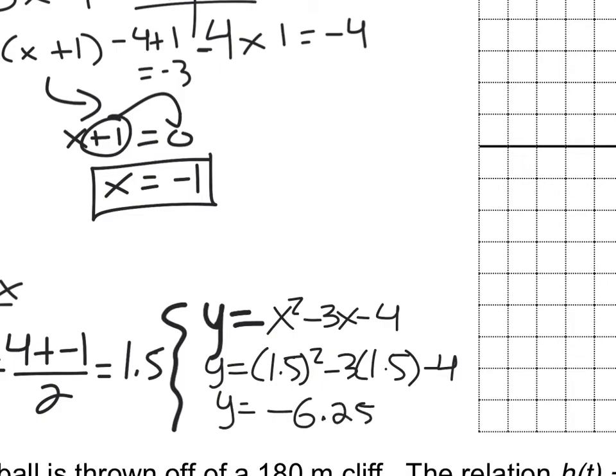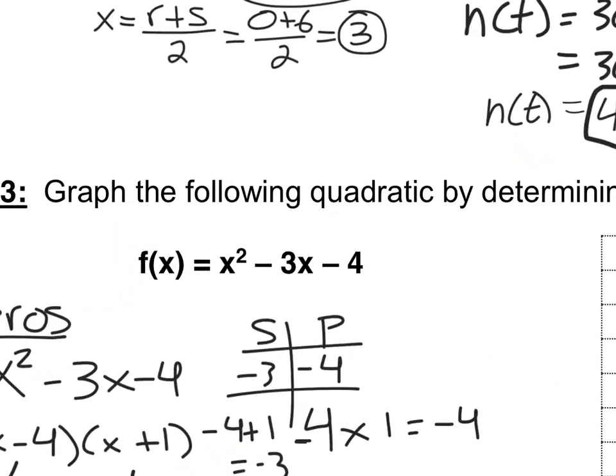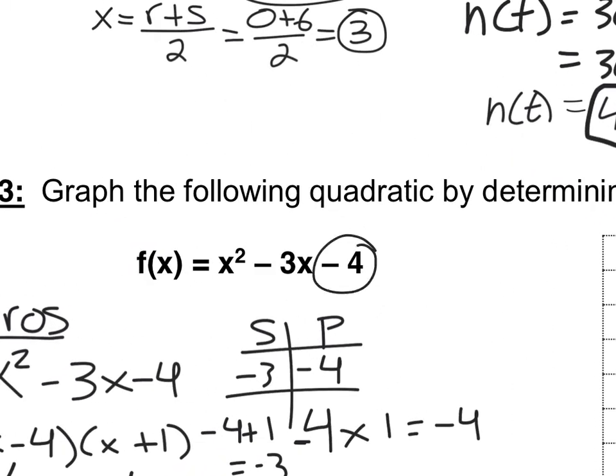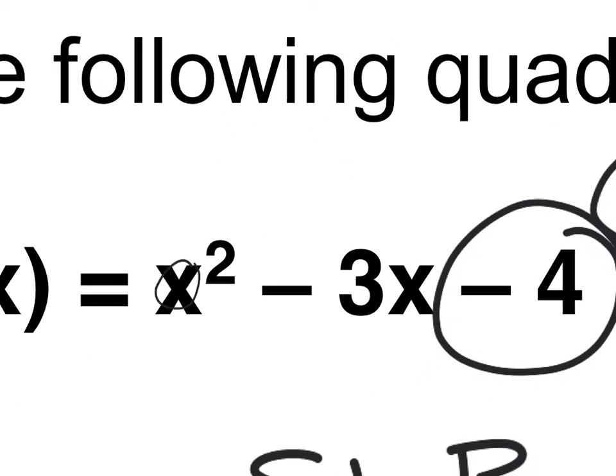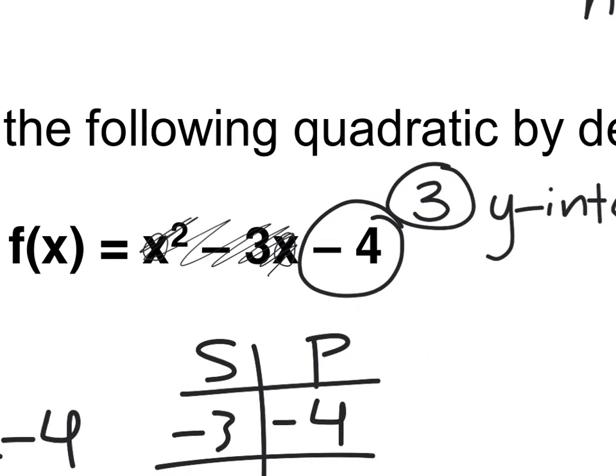negative 6.25. The last part, the third thing that it was asking me for, was the y-intercept. For that, all I'm going to do is look at my standard form and circle the last number. Because if I made x 0, the x terms cancel out, and I'll be left with negative 4 for my y-intercept.